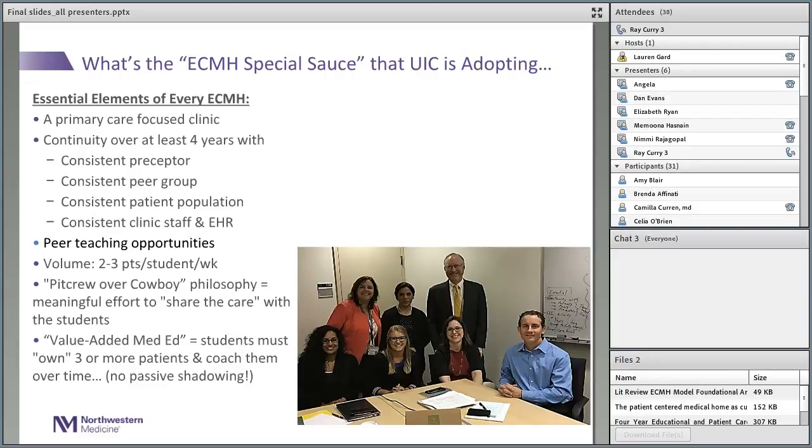And then Dan has spoken already to the pit crew philosophy and the value-added, well, we haven't spoken to value-added medical education, but these things taken together are essential to providing a meaningful patient care experience for the students rather than what I'm afraid is sometimes the glorified shadowing that happens when you have more intermittent contact with a single student, a single preceptor. Sharing the care with the students and being able to have students truly feel responsible for the patient's care.